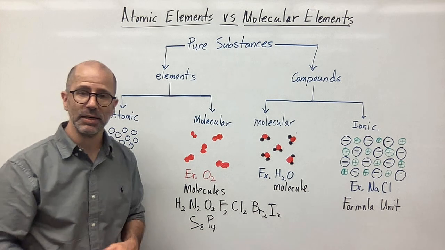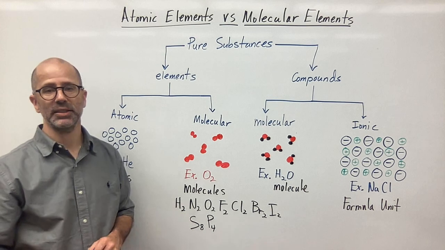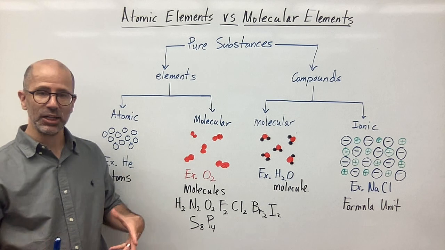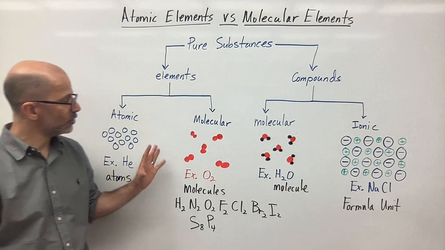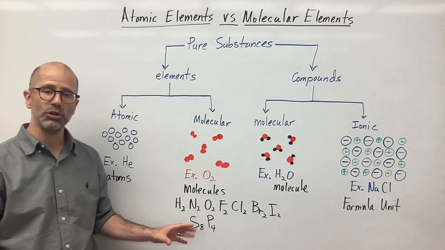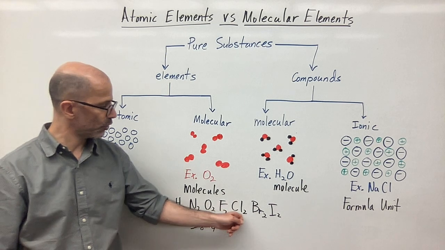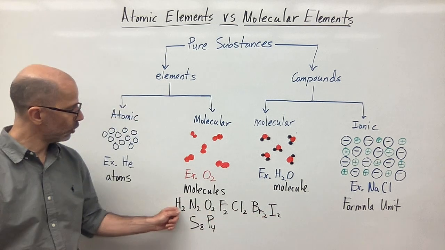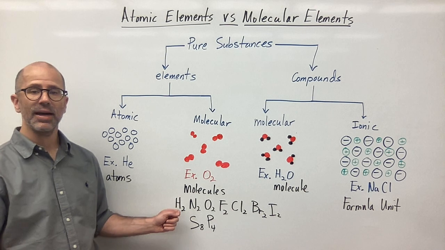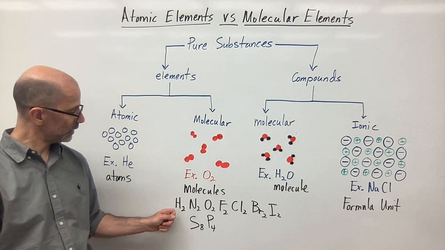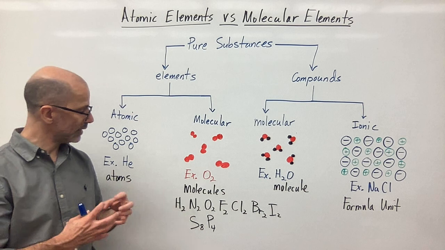Most of the elements on the periodic table are going to be atomic elements. They exist only as individual atoms in nature. There's a handful that exist as molecules in nature. So we have hydrogen, nitrogen, oxygen, fluorine, chlorine, bromine, iodine. All of these exist as what we call diatomic molecules, diatomic elements. This is where you have two atoms bonded together.